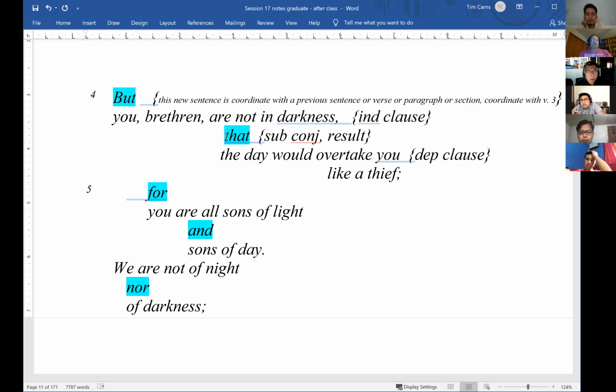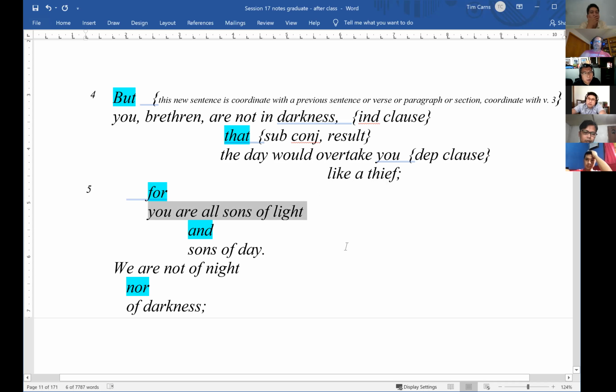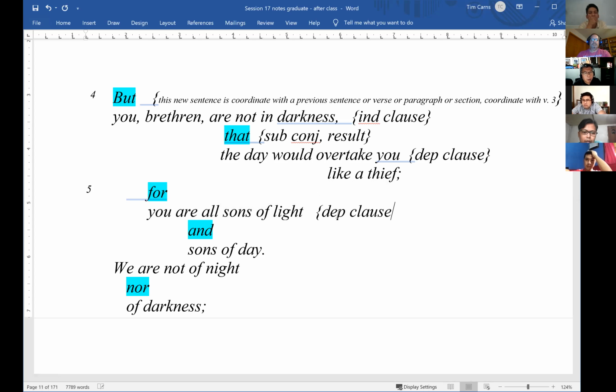Okay. Now let's get to the next conjunction, for. Now I indented for here. Why? Is this clause, Manny, dependent or independent? You are all sons of light. It is, Pastor Tim, it is dependent. And how do I know that? Because it is preceded by a subordinating conjunction. Exactly. How do I know it's subordinating? Because it's not an and boy.